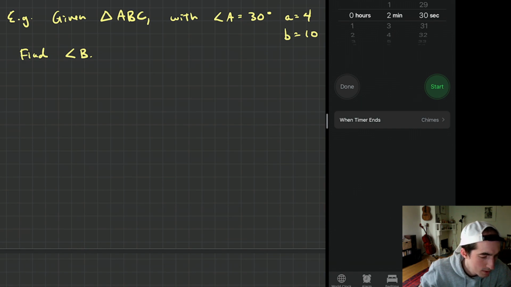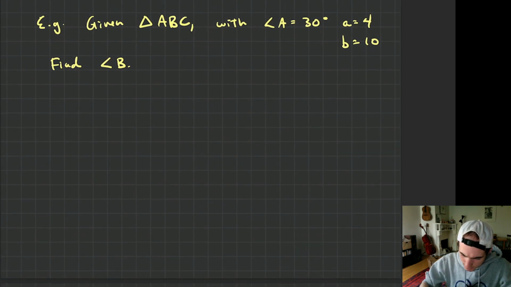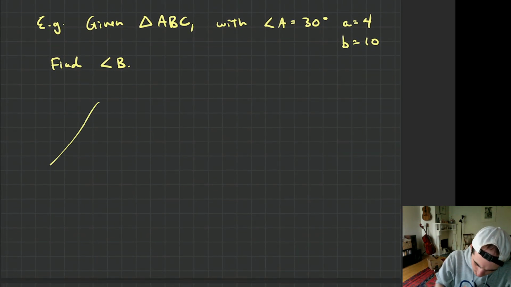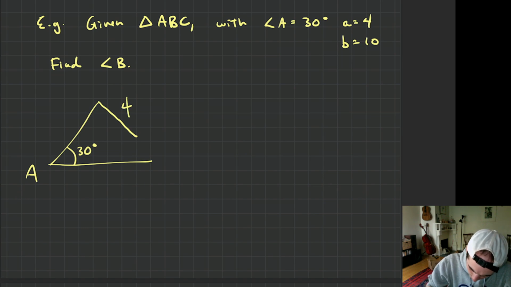Okay, time's up, folks. Let's see what we have going on over here. Okay, so let's start off with a little diagram. So here is my 30-degree angle. Okay, so this is side A, and the opposite side to that is 4. So this would be 4. And let's see if we can actually make a triangle out of this. So I wonder if we actually do have an intersection.